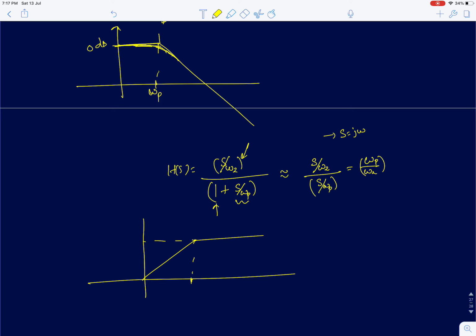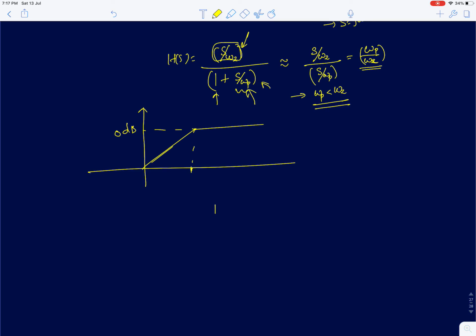So I told you again, in any band of frequencies of interest, you cannot have a gain which is greater than 1. Therefore, your ωp has to be less than ωz in this system, which means the initial slope with which the function is rising has to be smaller than the slope with which it is going to fall after ωp. If ωp equals ωz, you will get 0 dB. The steady state value will be 0 dB. Otherwise, it will be less than 0 dB, depending upon the 20 log of ωp/ωz.